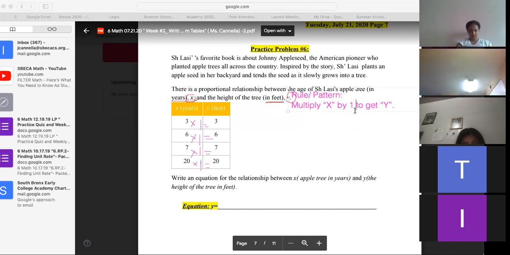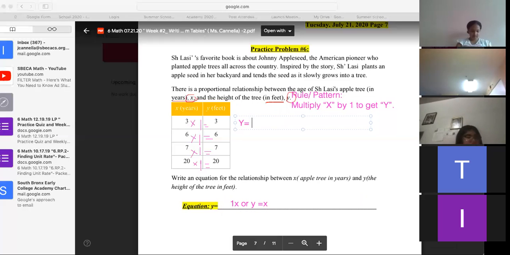Okay, there's the rule of the pattern. Now we're going to actually demonstrate here how this is true. So Y equals, oh wait, we didn't get the equation yet, sorry. So Jaden, what's the equation? You said you have to multiply X by 1 to get Y. So we write it as 1X, or remember, we just did this? Y equals X, because when there's no coefficient, there's a 1 in front, yes? Okay, so let's now substitute the numbers in.